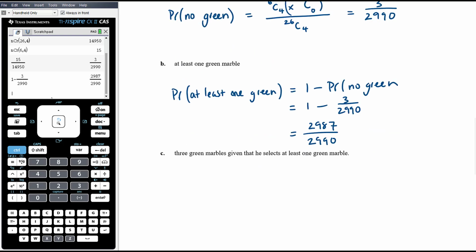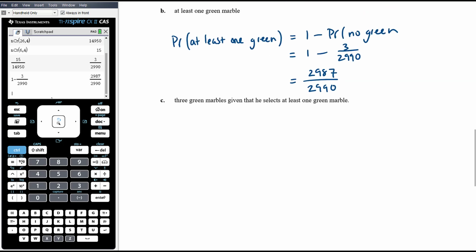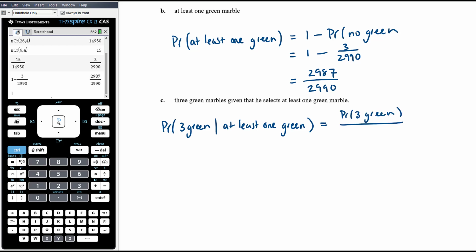And then part C, the probability that he selects 3 green marbles given that he selects at least 1 green. Okay, so probability of 3 green given at least 1 green. We need the intersection of these two things, conditional probability. The number of ways of choosing 3 green and at least 1 green is just 3 green, over at least 1 green, which we've worked out in the previous question.